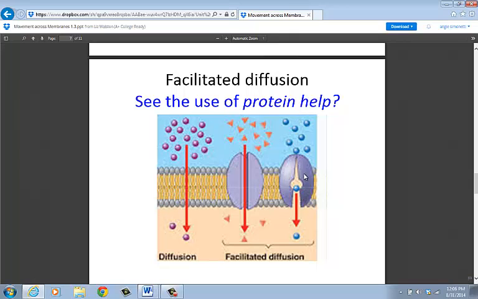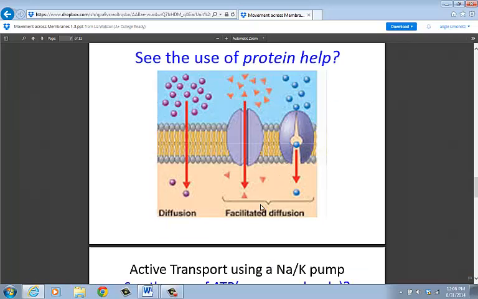And then here, this is the same. This is also facilitated diffusion. The only difference here is that it kind of opens up. It would open up here, bring this molecule in, and then open up down here to pass it through. It's still not active transport. It's not requiring any energy.